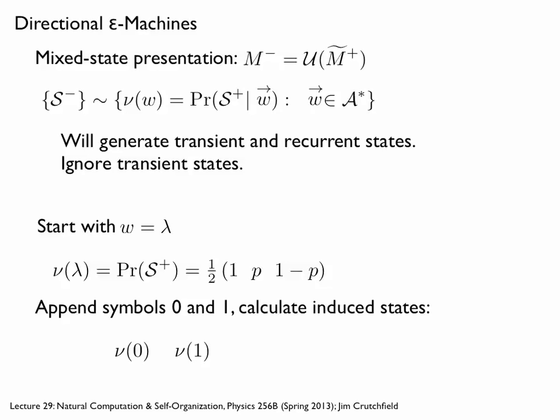Okay. And we'll get transient and recurrent states, and we're just going to ignore the transient states just to keep our lives simple. So we start with not seeing anything, lambda. Well, in that case, it just means that we'll have some mixed state that is the pi of the forward process. Okay, I calculated that out before. That's this guy. Okay, then we calculate the mixed state now, having seen a 0 or having seen a 1.